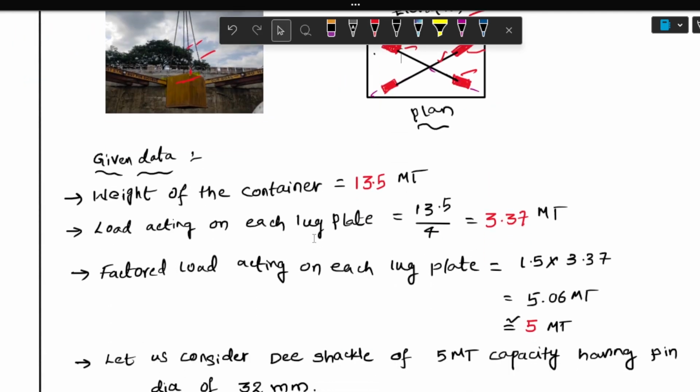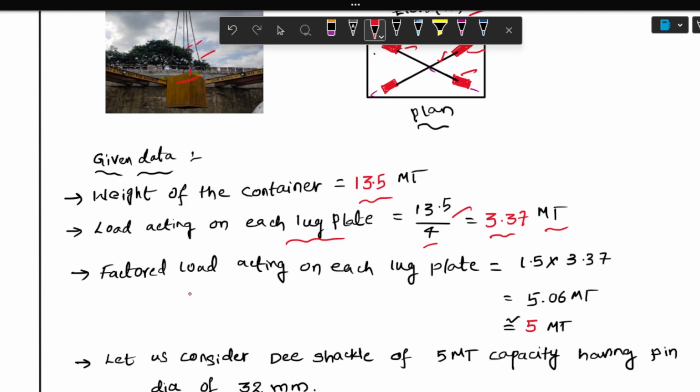What is the job we have to do? We have to lift that container block through the crane and place it in the other location. Here the given data is: the weight of the container is 13.5 metric tons. There are 4 lug plates welded at the 4 corners of the container block. So each and every lug plate will carry 13.5 divided by 4, that is 3.37 metric tons each.